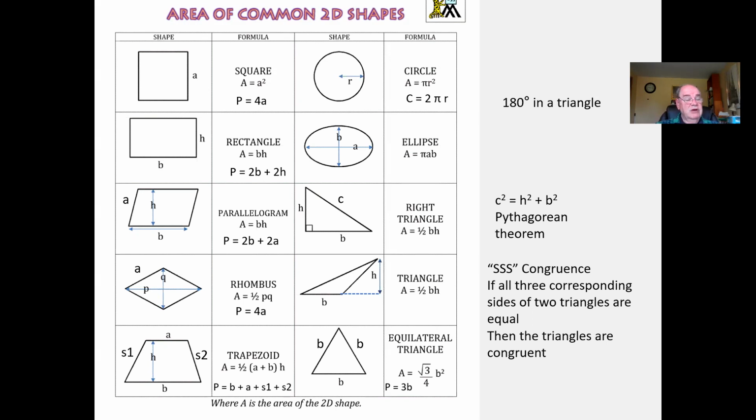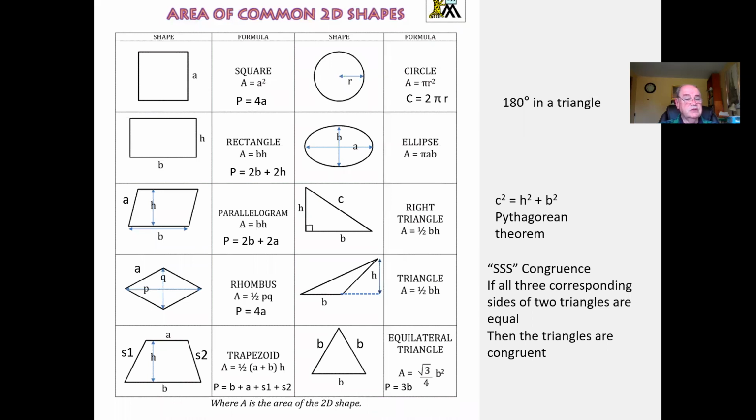The parallelogram and the rhombus, I actually will prove the area formulas in a moment. And the trapezoid is a nice formula for the area down the bottom of that first column. The area of a trapezoid is the average of the 2 bases, divided by 2, times the height. Interesting formula. The circle, of course, so important. The area of a circle is pi r squared, and the circumference is 2 pi r.